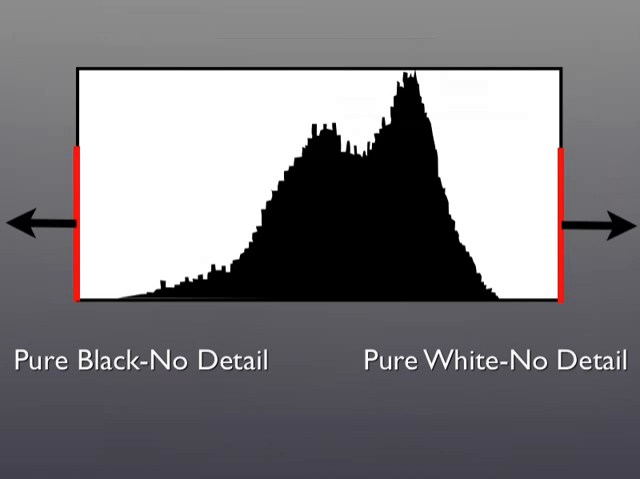This is what we really have to be concerned about. Anything that falls off the histogram to the left becomes pure black with no detail. Anything that falls off the histogram to the right will be pure white with no detail. And as I mentioned before, this is the area that once we lose it, we can't get it back. With a little fudging in Photoshop, you can bring some of this detail back.